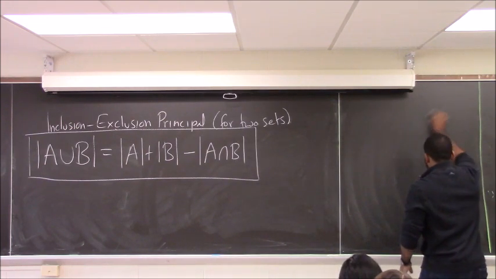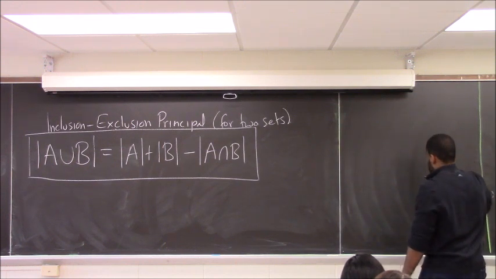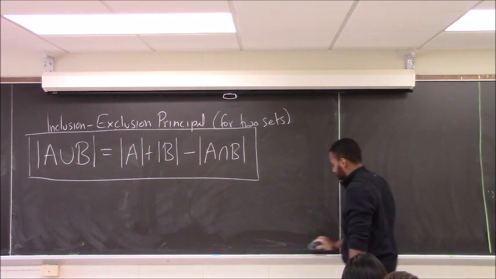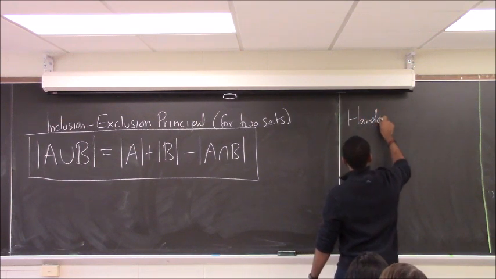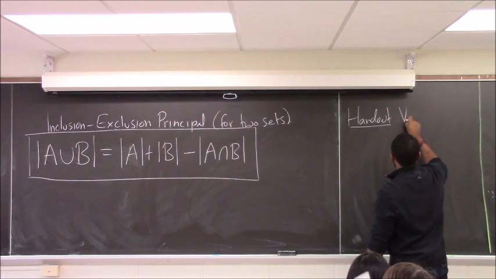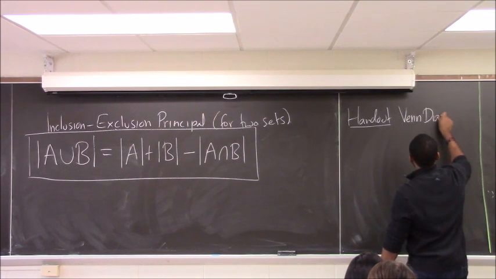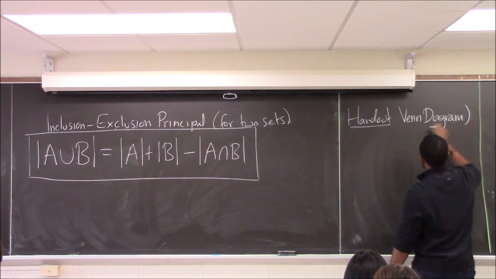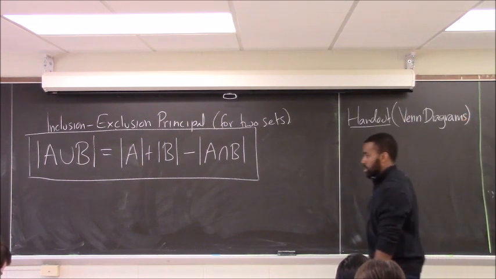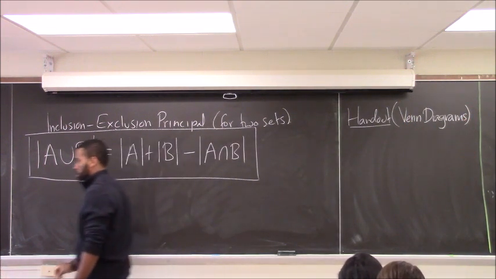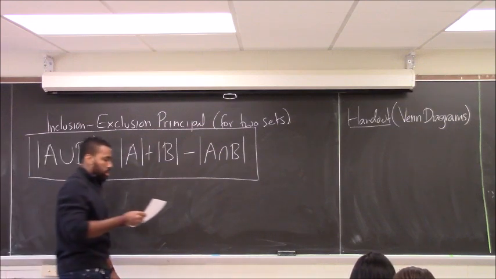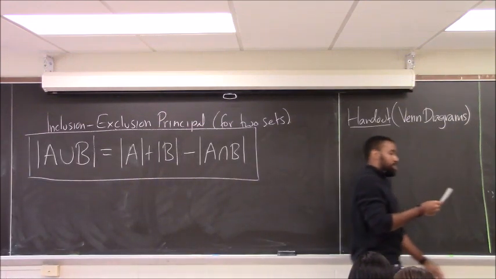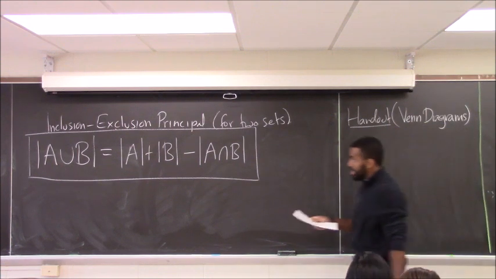Now what I want to do is for us to do those Venn diagram problems, the word problems I gave you guys on the handout. So let's go to those. The first one is the easiest, so I'm going to do that one. You guys can try the others, and then we'll go over it.